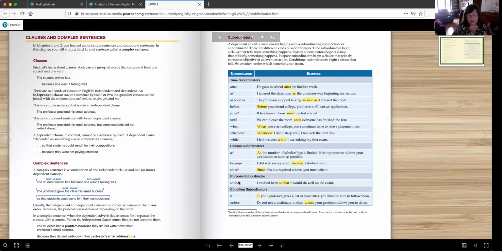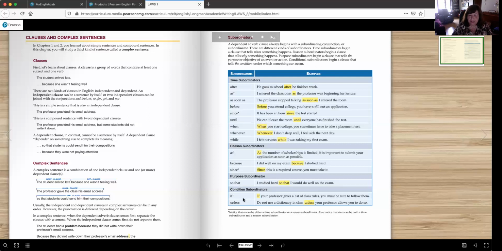When you go down here to the purpose subordinator, the purpose means for what reason, and we have so that. So that is the only thing you have to worry about, so that. I studied hard so that I would do well on the exam. For what reason did you study hard? So that I would do well on the exam, for this reason, okay?